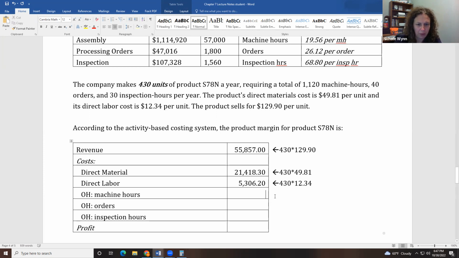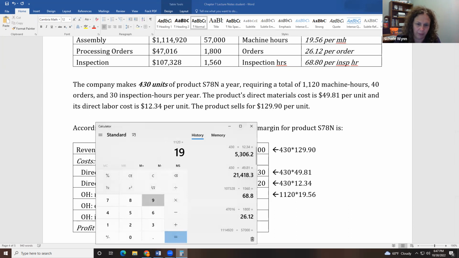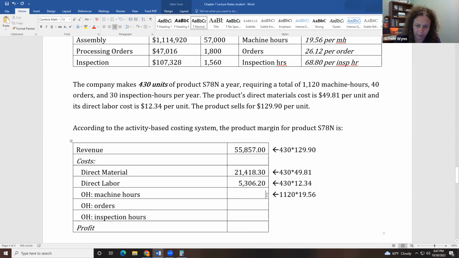For machine hours, I need to know the number of machine hours so that I can multiply by $19.56. The company makes 430 units requiring a total of 1,120 machine hours. So 1,120 times $19.56 each is $21,907.20.